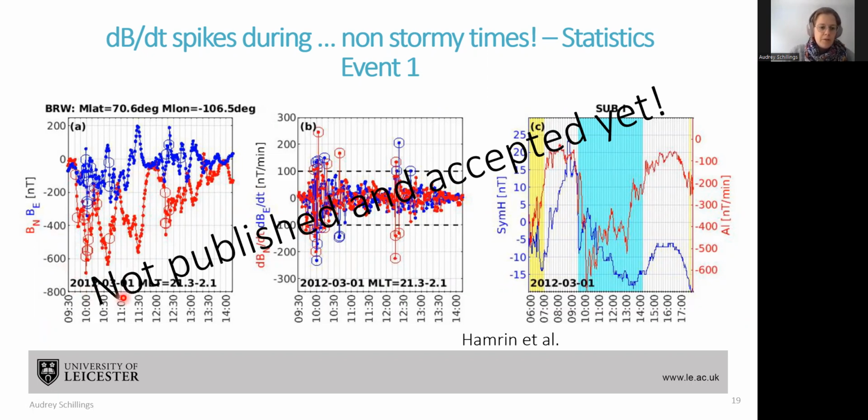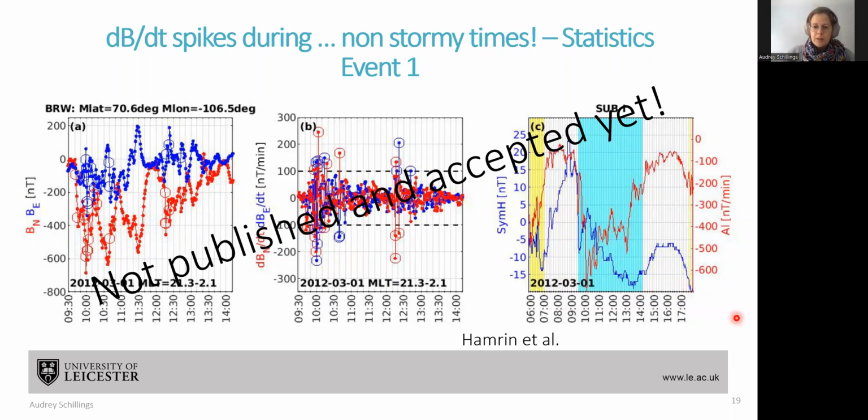On the first plot on the left, you can see the magnetic field, the northward and eastward components, for a couple of days. This is one date, and the station is in Alaska. The middle plots show the DBDT of the northward and eastward components for the same time, and we can see a few spikes that are over 100 nanotesla per minute, or even more than 200. Then here you have the 2 magnetic indices showing the solar activity, and it's not very strong. This one was considered a substorm.